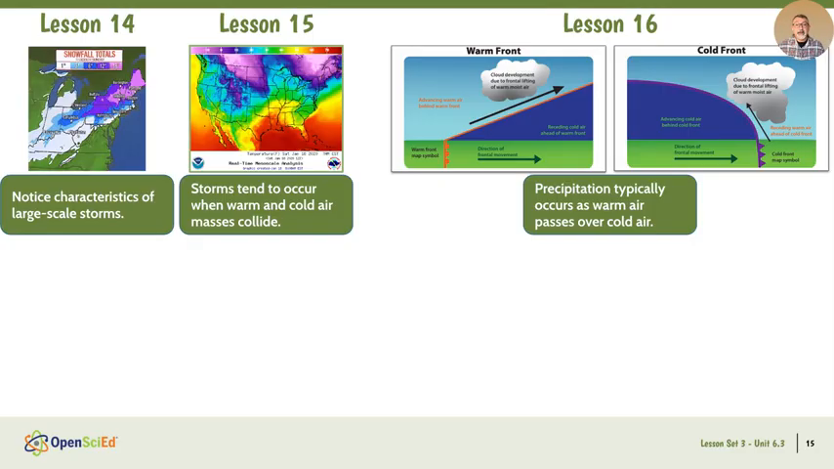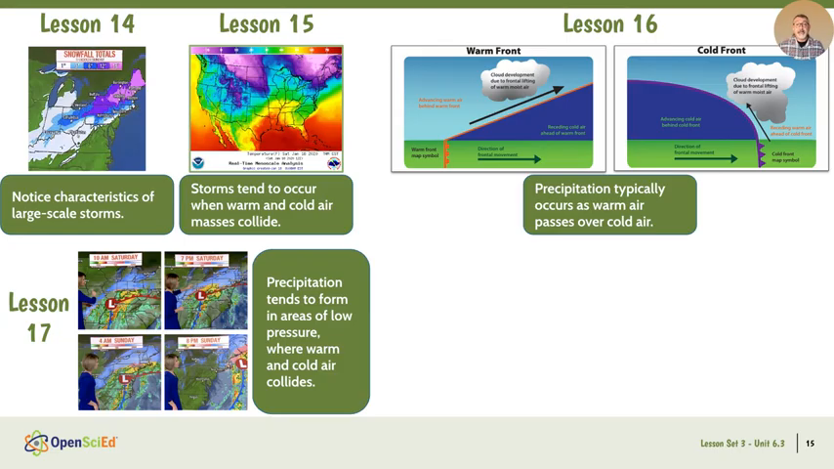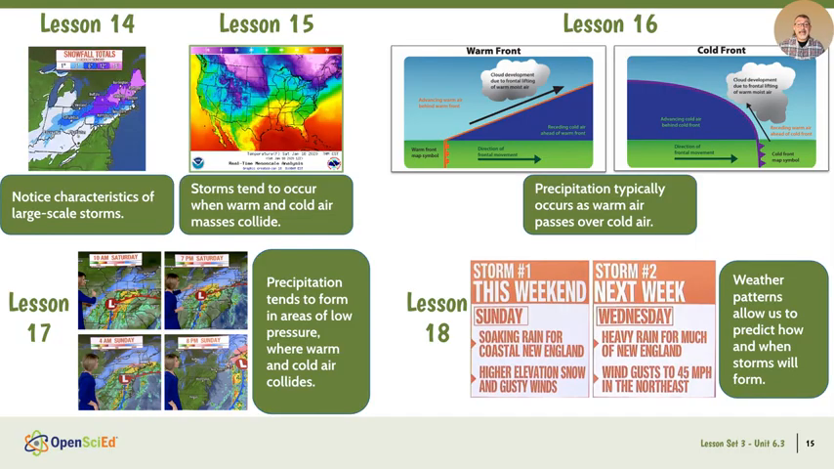In Lesson 17, students explore national pressure maps and notice that air masses tend to move in predictable ways, and they correspond to patterns in changing air pressure. And that precipitation tends to occur in areas of low pressure where cold and warm fronts collide. And finally, in Lesson 18, we again put together all the pieces to explain that what was happening in one part of the country at one point in time can actually be connected to what is predicted to happen in another part of the country a day later.